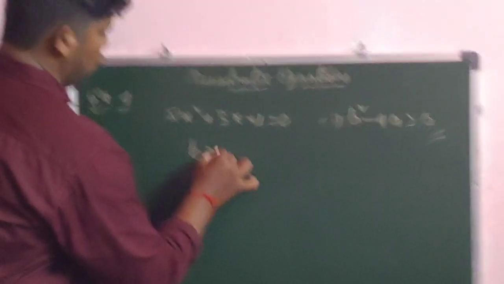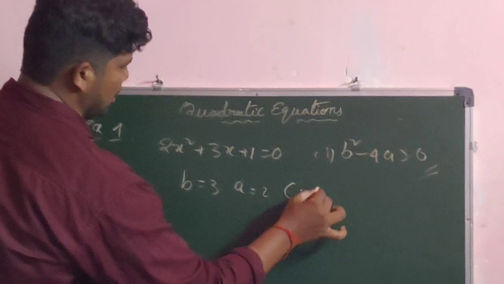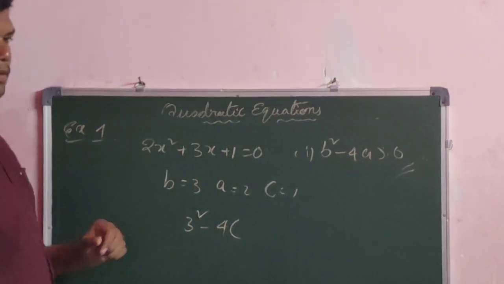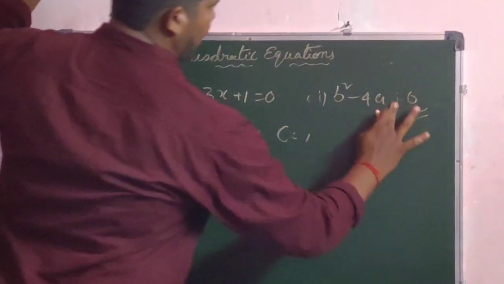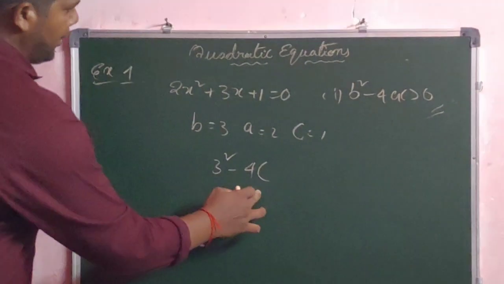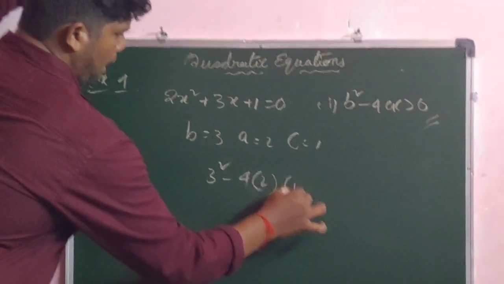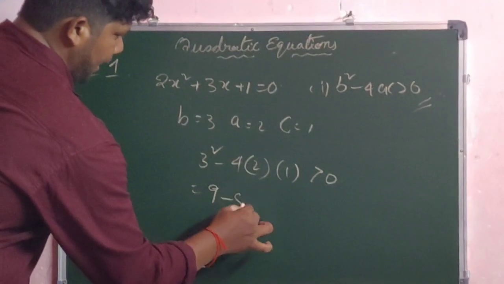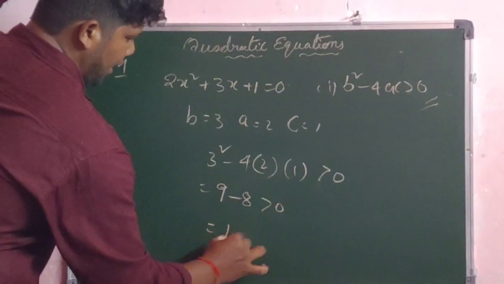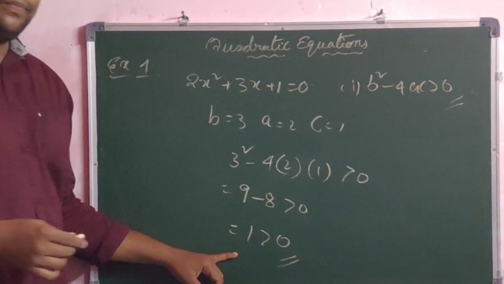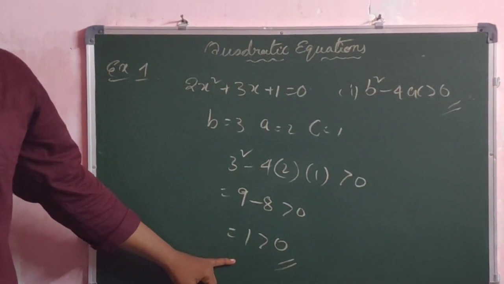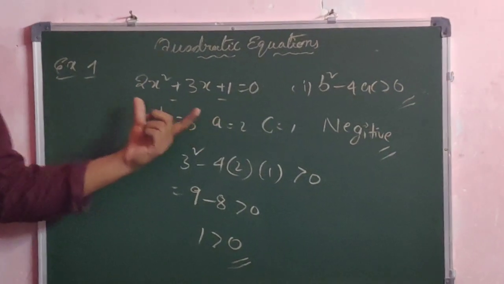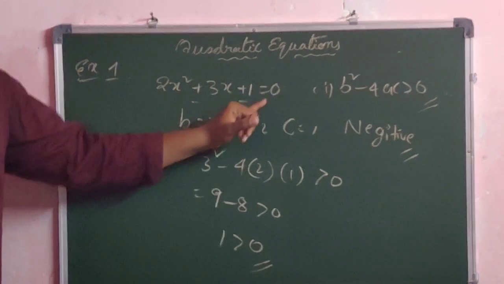So what is b? b is equal to 3, a is equal to 2 and c is equal to 1, right? So 3 square minus 4ac, and 4ac should be greater than 0, right? 4 into a, what is a? 2, into c, 1. Okay? So it should be greater than 0, right? So 9 minus 8 is greater than 0. So 1 is greater than 0. So are these roots real roots or imaginary roots? Real roots, right? Okay, clear? So this is the quadratic equation 2x square plus 3x plus 1 equal to 0.